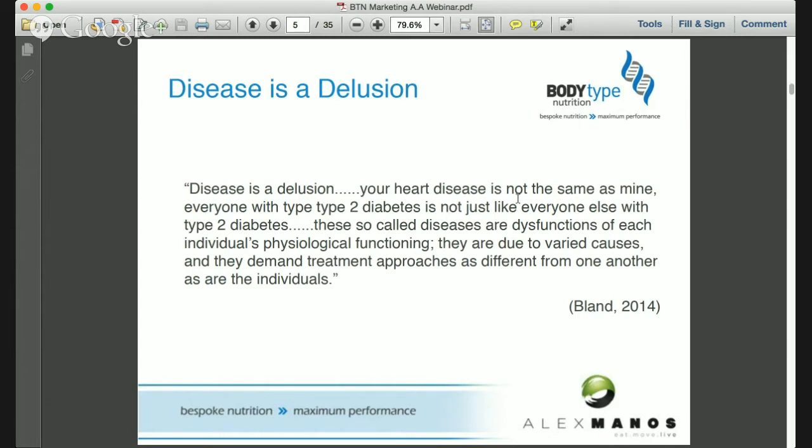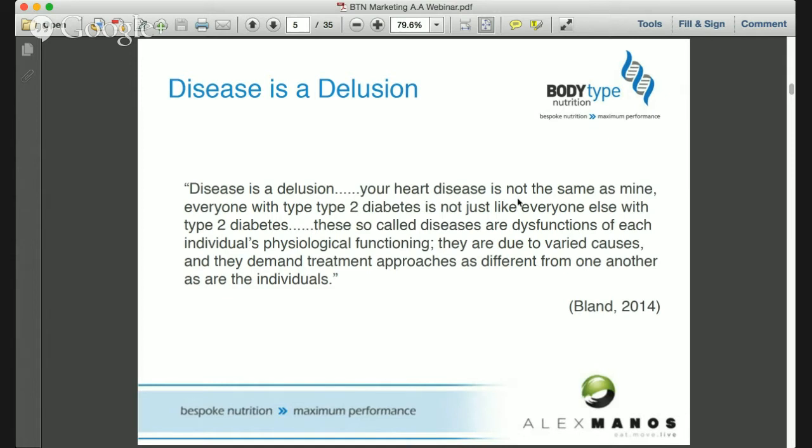And his quote is this: "Disease is a delusion. Your heart disease is not the same as mine. Everyone with type 2 diabetes is not just like everyone else with type 2 diabetes. These so-called diseases are dysfunctions of each individual's physiological functioning. They are due to varied causes, and they demand treatment approaches as different from one another as are the individuals."